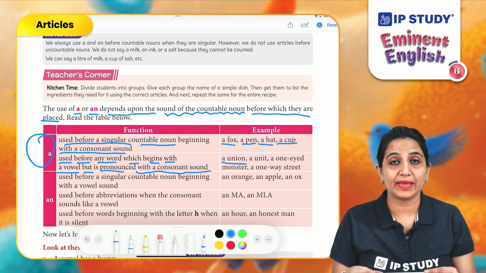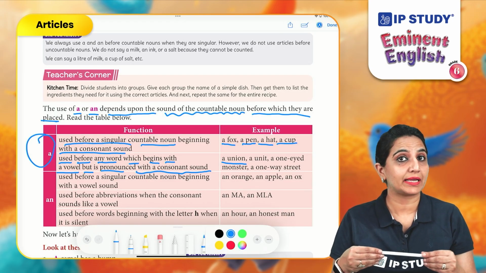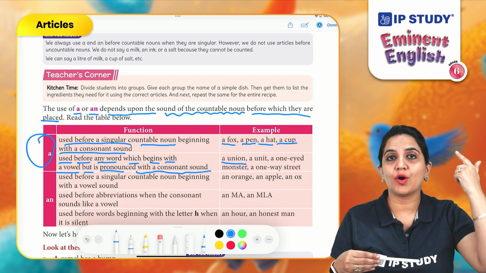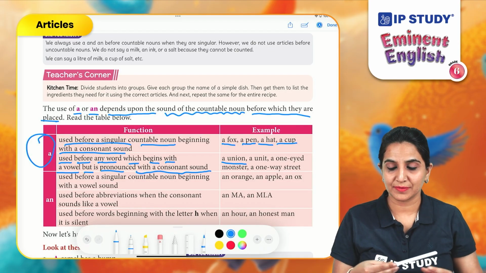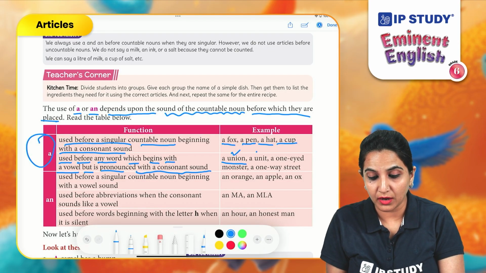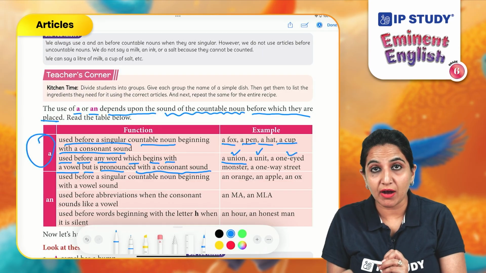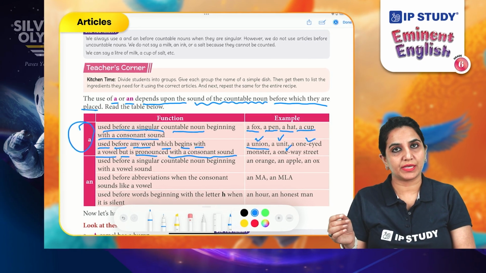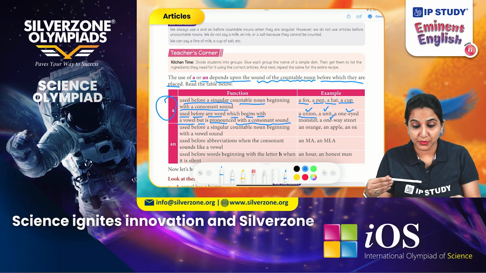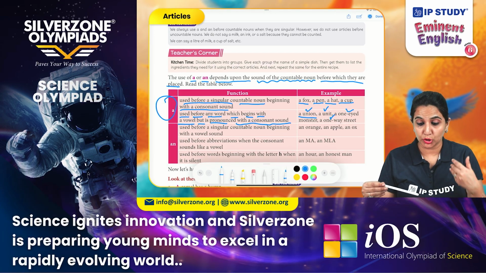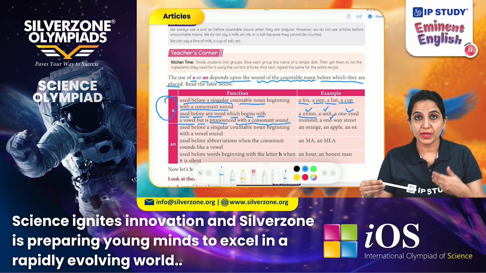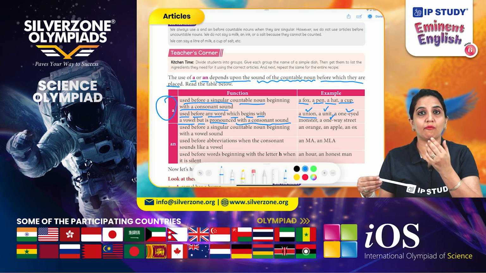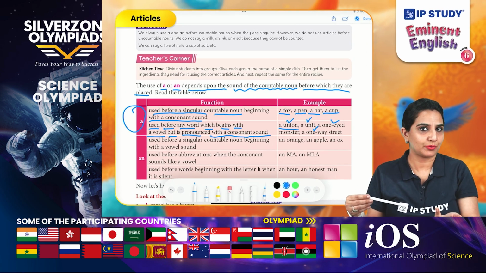So we always recognize where to use article a or an by the sound of the vowels and consonants. A union, a unit, a one-eyed monster, a one-way street. Although it appears that they begin with vowels like U and O, the sound is Y, which is a consonant sound, and W is a consonant sound again.